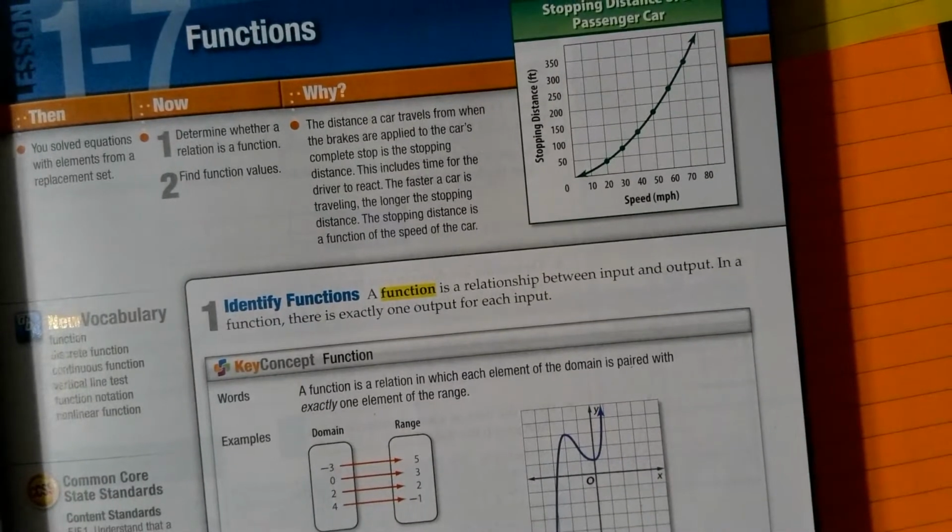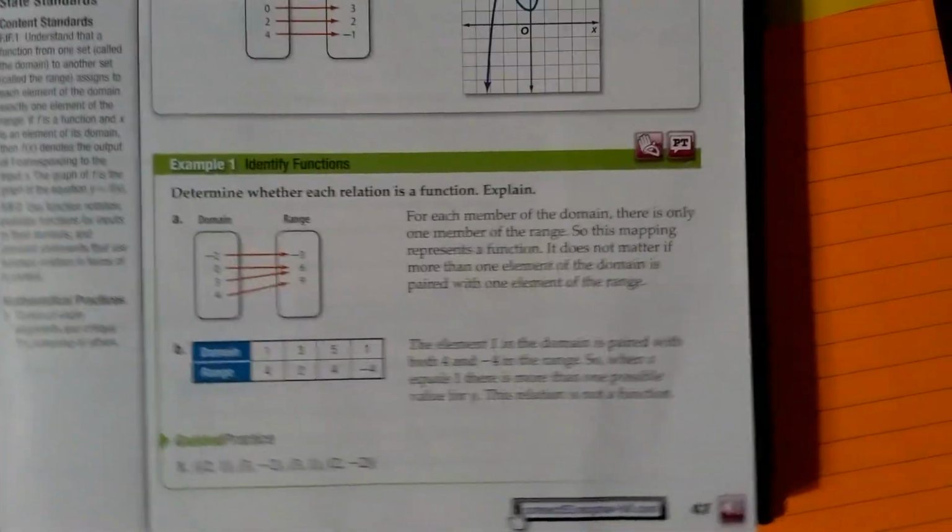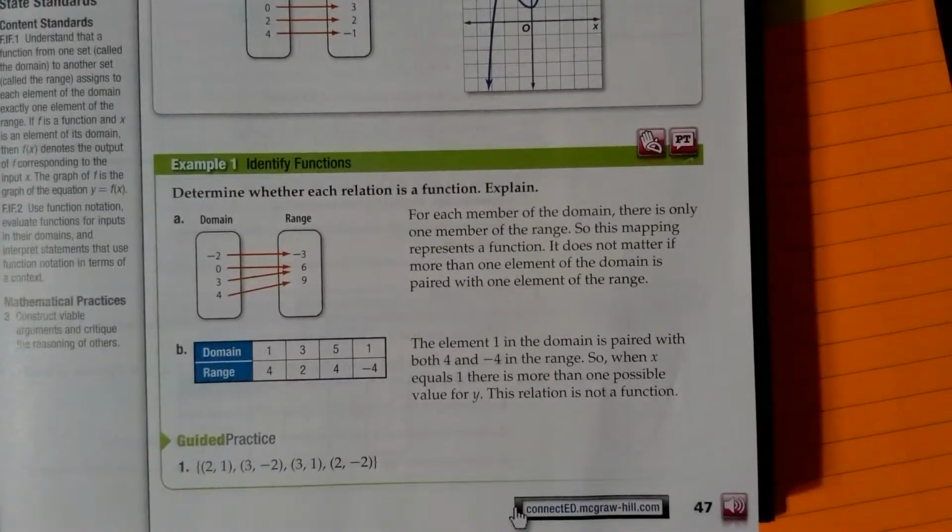What does this mean? Well, it means that for each member of the domain, there's only one member of the range. So this mapping represents a function. It does not matter if more than one element of the domain is paired with one element of the range. Long story short, a function is a function if and only if no x's repeat. So if you have an x that repeats, it is not a function.